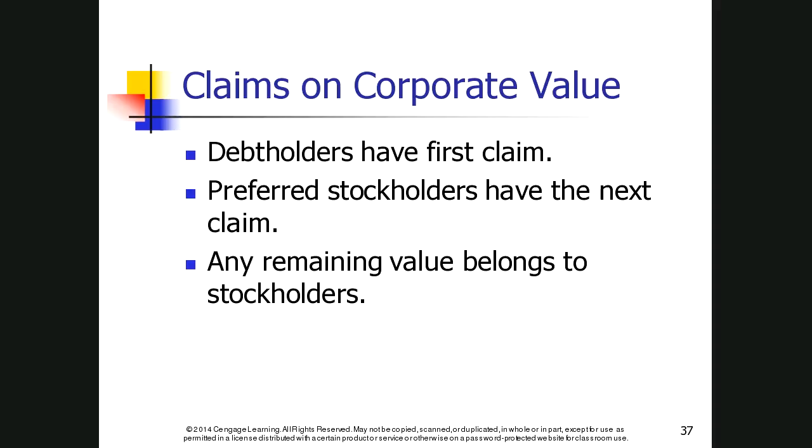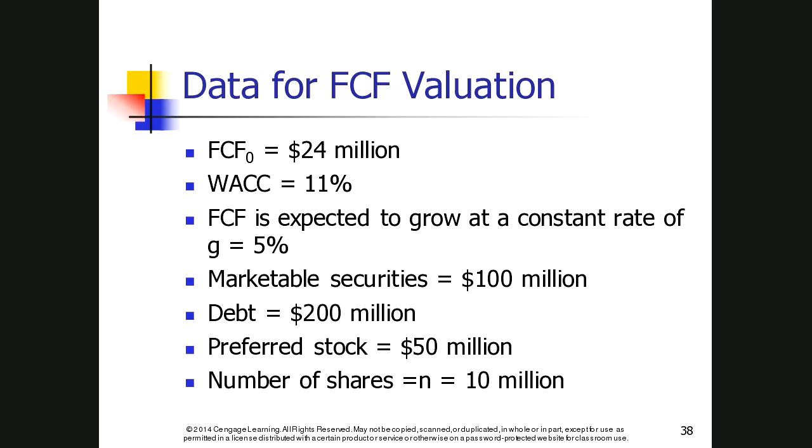And then the preferred stockholders come before the regular or common stockholders. And then any remaining value belongs to the stockholders. So what are we going to do? We're going to calculate the firm's overall value, and then carve out the debt value, which is the amount that can be claimed by the debt holders. And then we are going to carve out the preferred stock value, which is the claim from the preferred stockholders. The rest of the value will be the equity value.